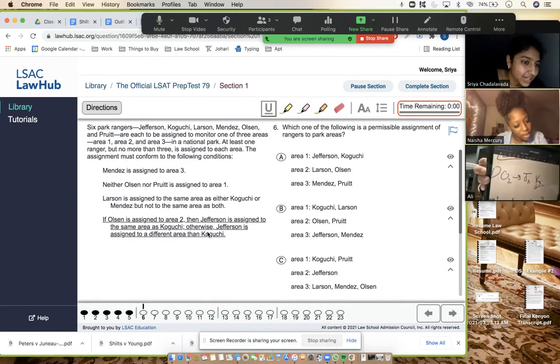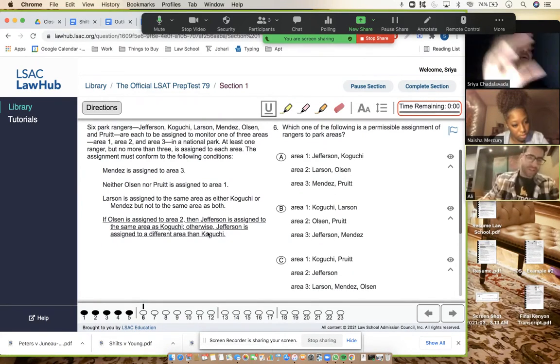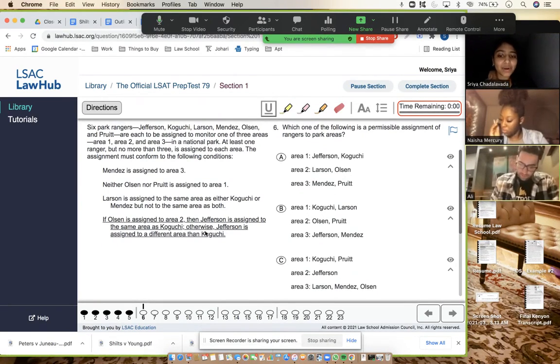Okay. And then can I see your contrapositive really quickly? I don't think I can see it. Maybe you can move the screen up a little bit, Ali. Me? I'm just gonna write it. I didn't write it. Okay, you didn't write it yet. So do you see the second part where it says, okay, so if O is in 2, then J and K are together, right? And then they say otherwise. So otherwise means if O is not in 2. Right?